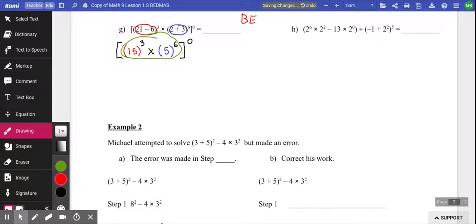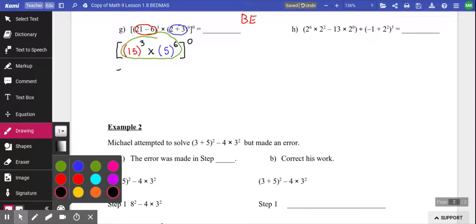If you do your exponents, 15 to the power of 3 is 15 times 15 times 15. Has anyone done that? 3,375. Thank you. And the 5 to the power of 6, has anyone calculated that one for me?